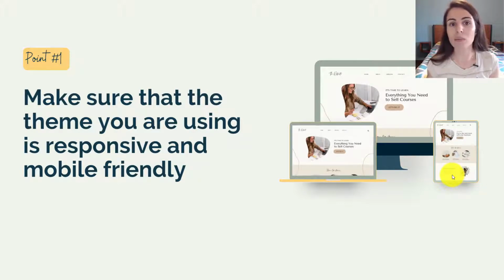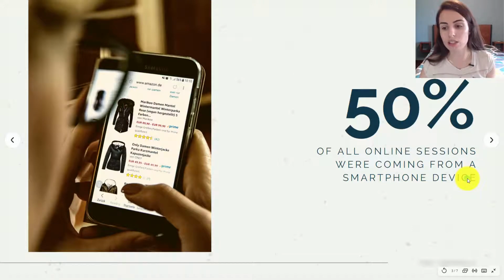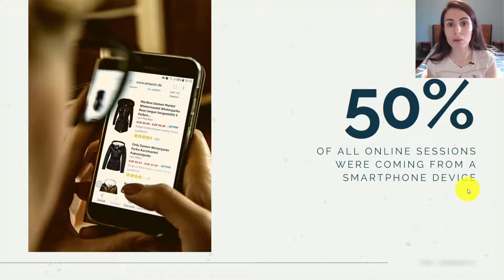And in the next lecture, I'm going to show you how to find out the stores who are using certain themes and so on. Now moving to this fact, as I told you before, 50% of all online sessions are coming from smartphone devices, and this happened in 2020. So you can't ignore the importance of the mobile version. Many e-commerce store owners focus mainly on how their stores look on PCs and laptops, and they totally ignore the mobile, where in reality the mobile version is the most important one.